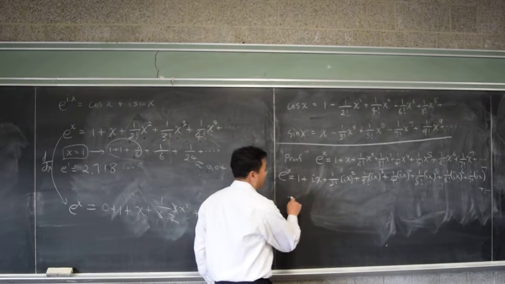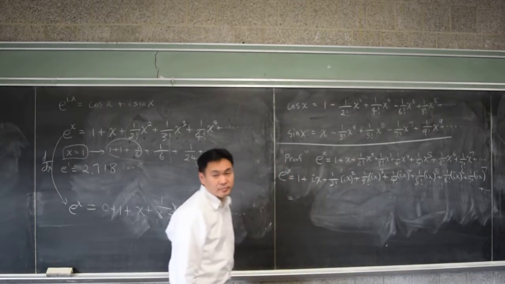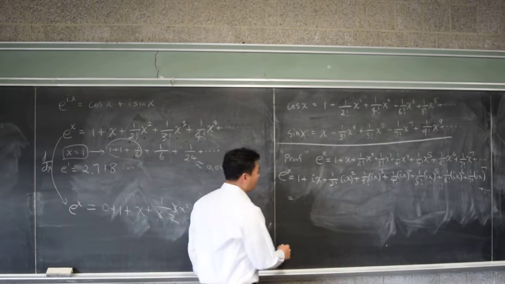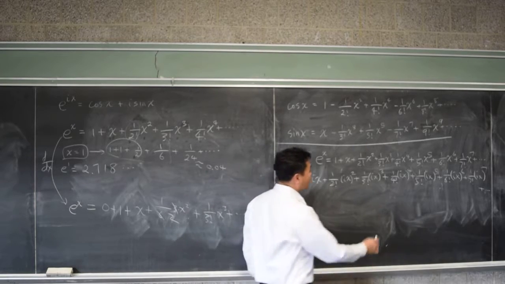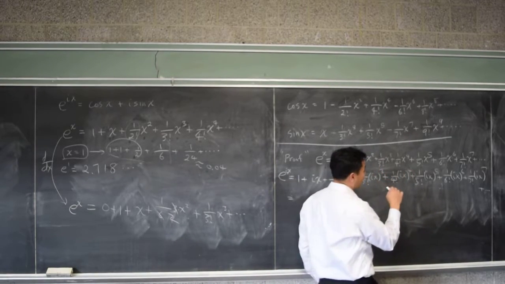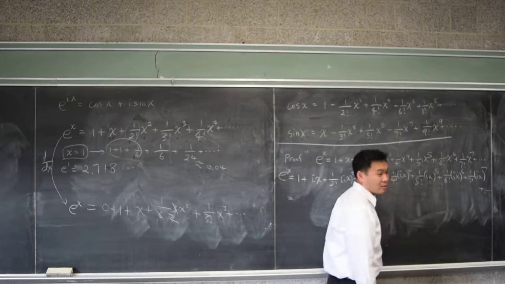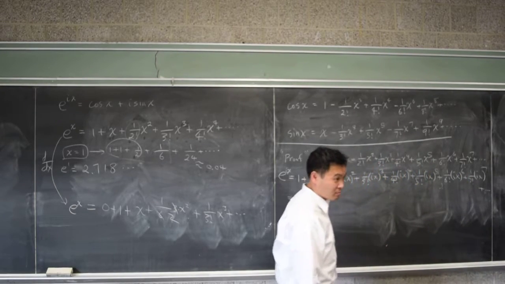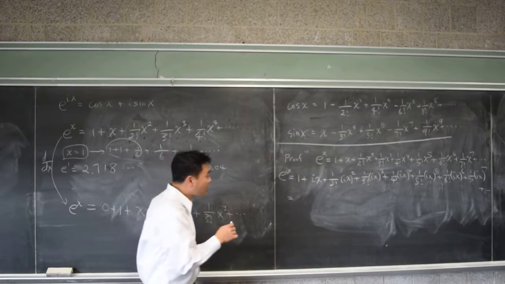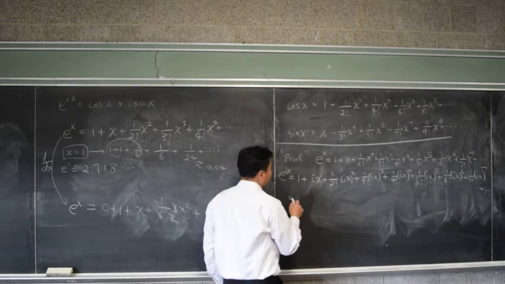Now what is i squared? i squared is -1. i cubed is negative i. i to the fourth is +1. i to the fifth is i. i to the sixth is -1. We can do that, right? So you apply all that.